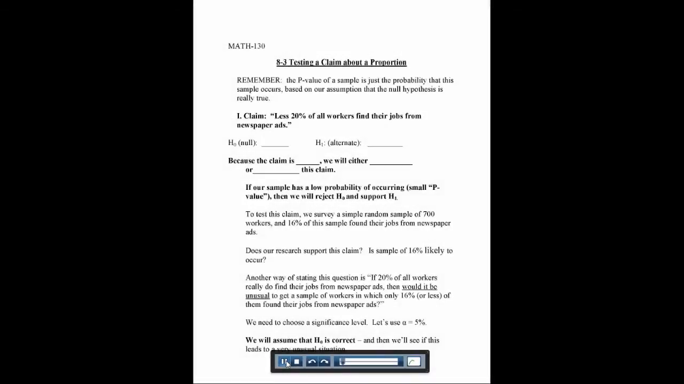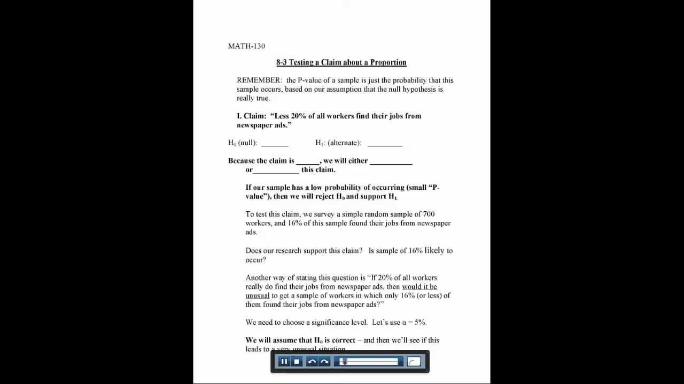In section 8.3, we're going to talk about how to actually do some hypothesis testing, and we're going to test a claim about a proportion. So we want to remember that the p-value of a sample is the probability that this sample occurs based on the assumption that our null hypothesis is true. So we always assume it's true, and we get a probability value, and that then determines whether we reject our statement or we don't reject it.